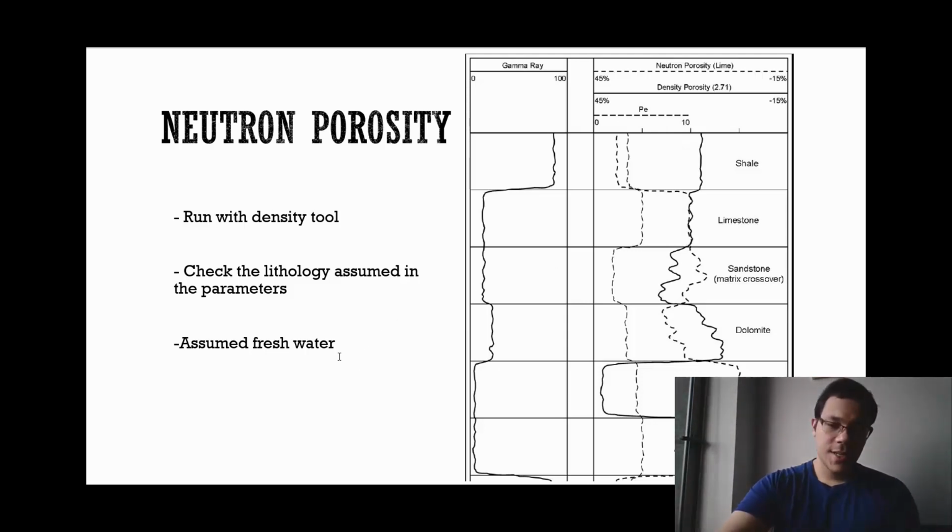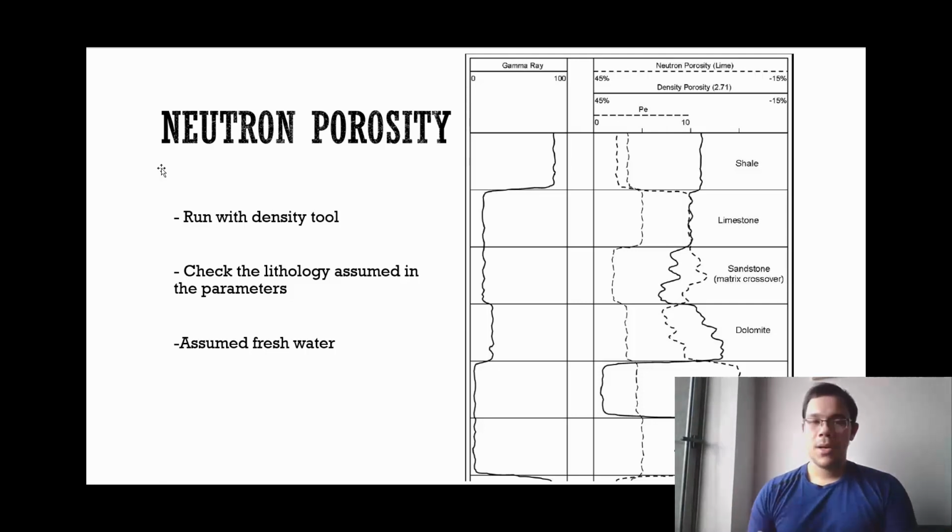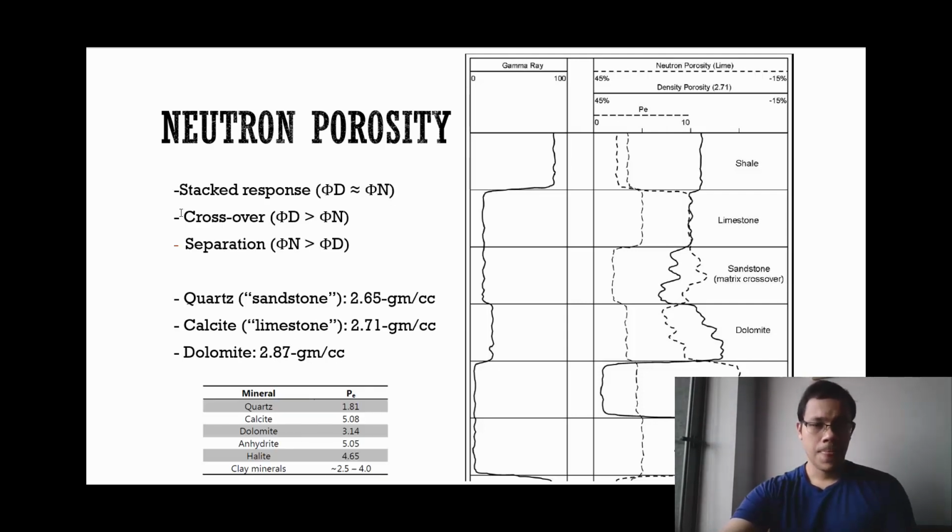Another interesting aspect to keep in mind is that whenever you want to determine porosity, you must make certain assumptions. You must assume a formation matrix, and you should make assumptions regarding the type of fluid within that formation. In the case of neutron porosity, fresh water is always assumed. Here we have common responses. These are terms you will be hearing very often.